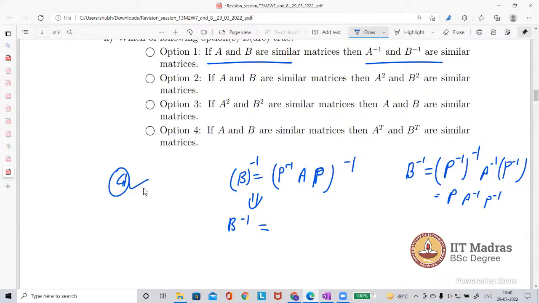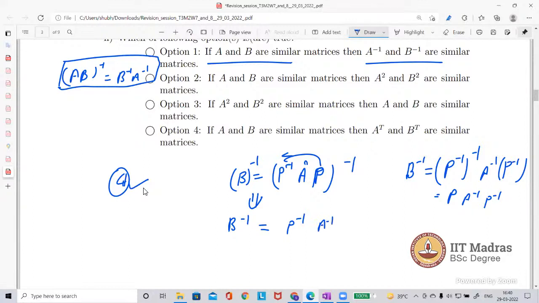It will change the order. What it means is that if you have (AB) inverse, it will be B inverse A inverse. So first here, and in between it will be as it is, the same, making B inverse and this one. So it will be P inverse, and this is A inverse, and it will be P inverse, this one.